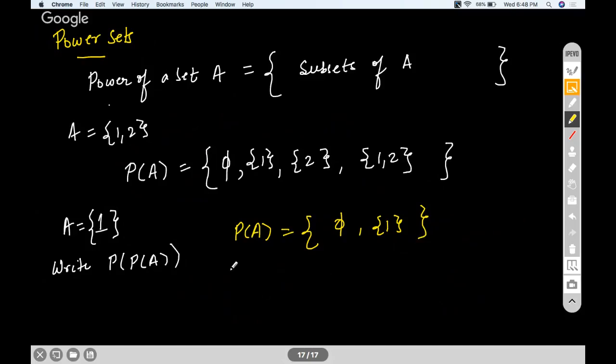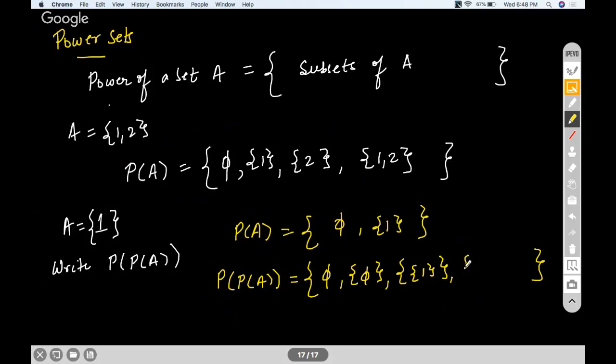Correct. Now when it comes to power set of power set of A, we have to start writing the subsets of this. Now, subset of this will contain null set, a set containing null set, a set containing 1, and a set containing null set and 1 itself.